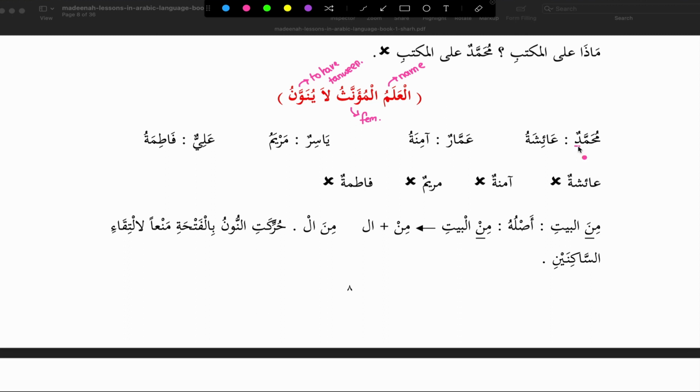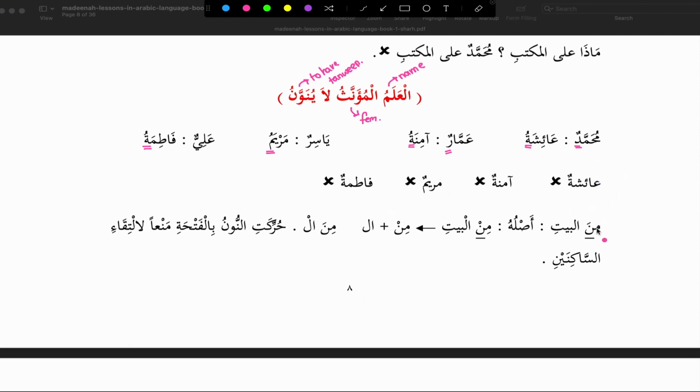So like you say Muhammadun, you don't say Aishatun, you say Aishatu. You see, it does not have a tanween. Ammarun walakin Aminatu. Okay? Yasirun, Maryamu, Aliyun, Fatimatu. Okay? You see, there is no tanween. So this would be wrong if you say it with tanween.